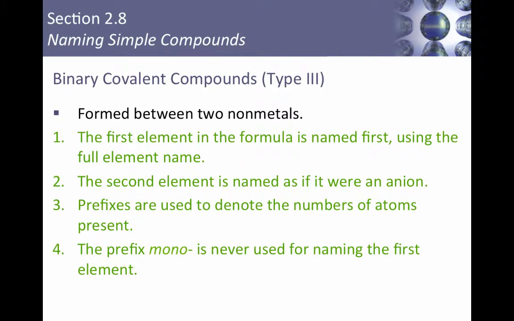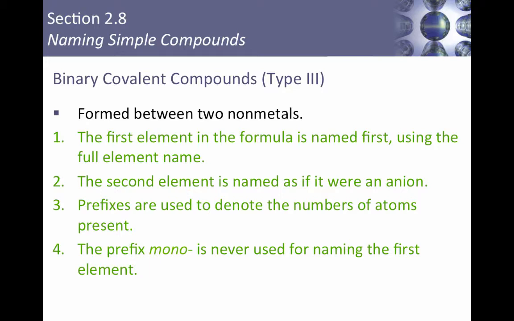Okay, let's go on to reviewing how we name covalent compounds. So remember, this is between two nonmetals. And it's pretty straightforward because the first element gets its name just as the element's full name. And then the second element gets named just as if it were an anion. So we're going to add that "ide" ending.